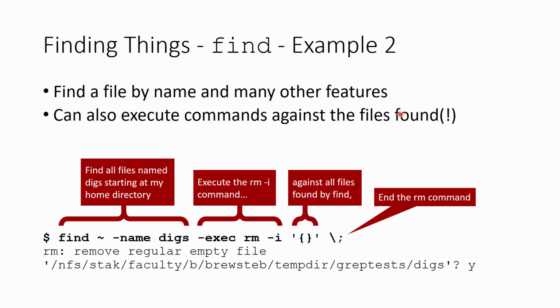Here's another example. This is the one where we are going to find stuff and then do something about what we found. So a little bit terrifying and something you want to be careful of. In this case, I am going to find wherever this file is called digs, and however many times it occurs in my file structure, and delete it. So I don't know where it is, but wherever it is, I don't want to be bothered to have to cd into it and rm it.